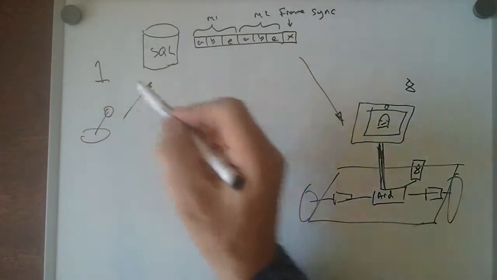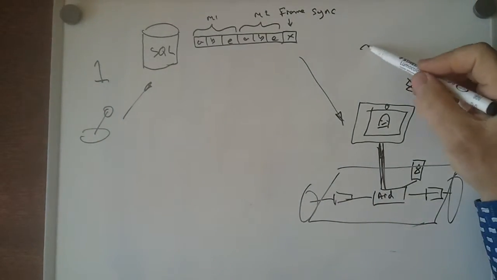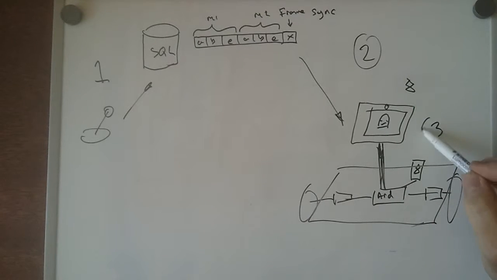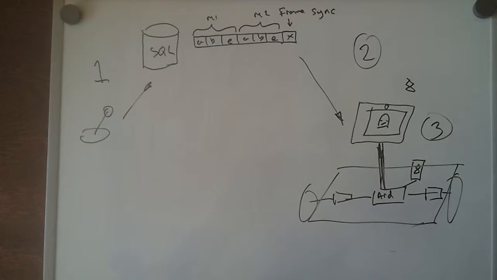Step 1 is to upload. Step 2 is to download, and step 3 is to Bluetooth to the device. So much for theory. Let's look at the practical way I implemented that.